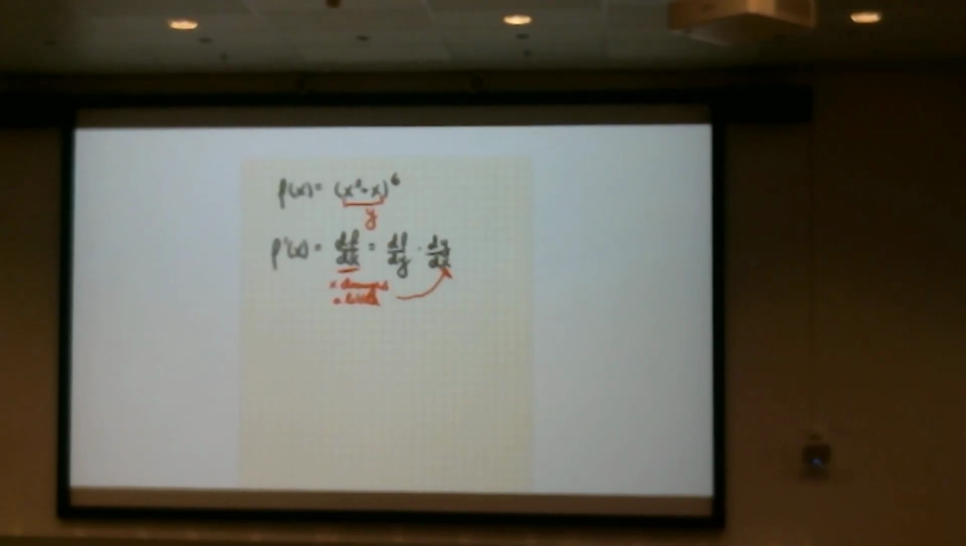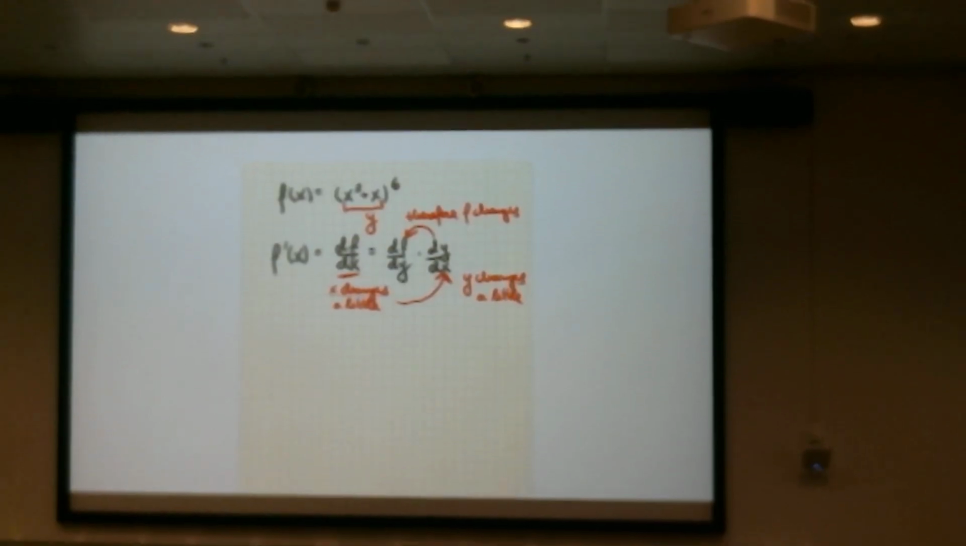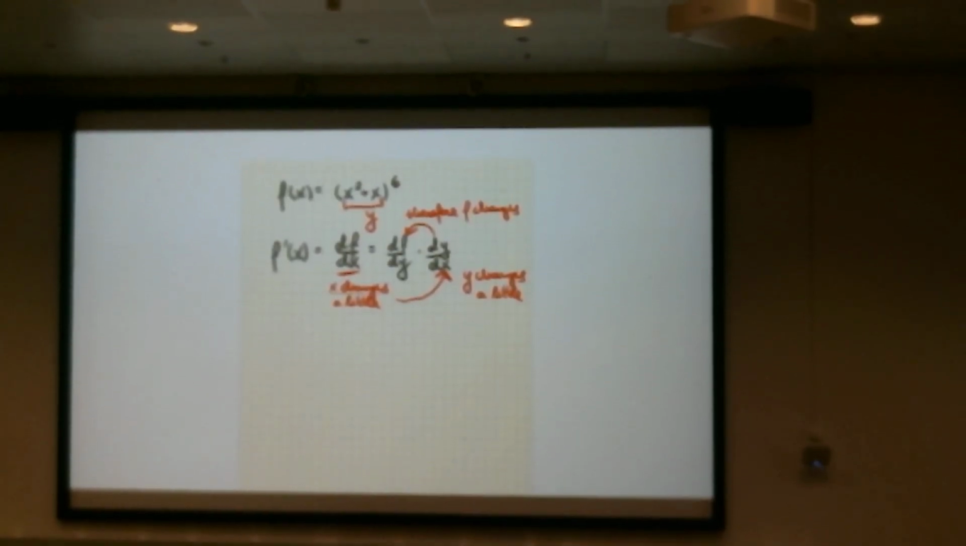And therefore, y changes a little bit. So y changes a little because y depends on x. And because x changed a little bit, now y changes a little bit. So this is the chain. That's the chain rule. And therefore, the whole function, f, changes a little bit.